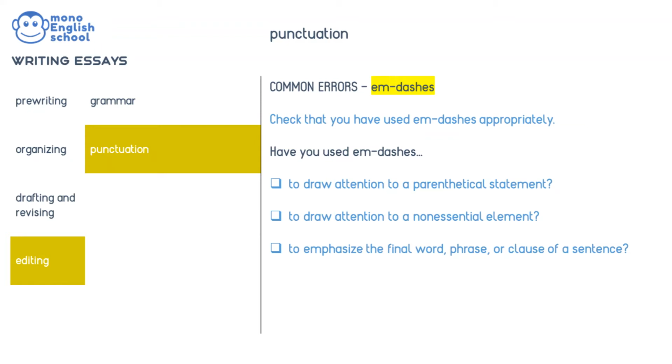The em dash, a specific type of dash, is also the cause of many errors, sometimes simply due to its confusion with other types of dashes. Make sure that you have used em dashes to draw attention to a parenthetical statement, to draw attention to a non-essential element, to emphasize the final word, phrase, or clause of a sentence. A more detailed explanation of em dashes can be found through the video in the top right-hand corner.